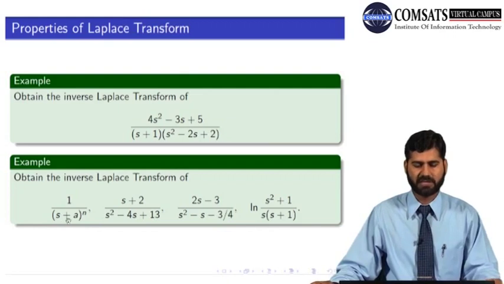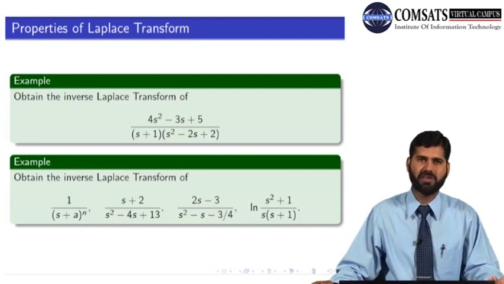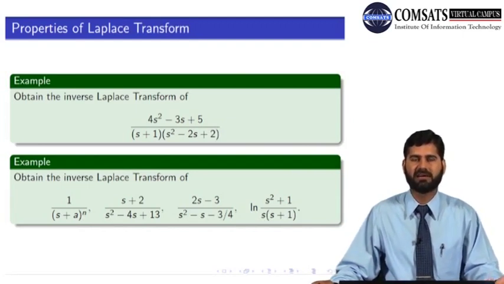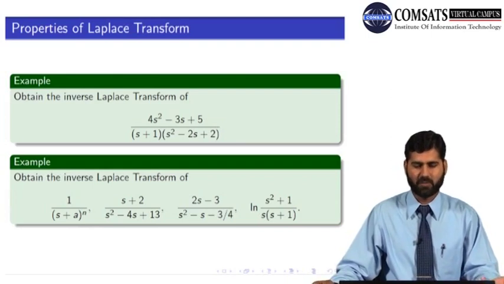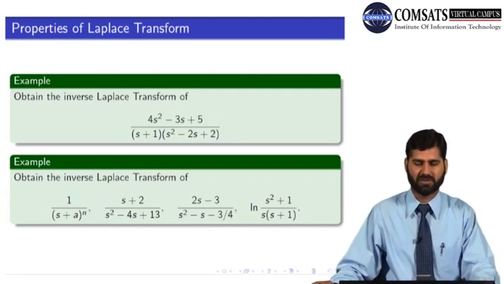Here, because it's 1 over (s plus a) to the power n, derivatives will be used because we know the Laplace transform of 1 over s plus a. So what we can do is either use the shifting property with t to the n, because t to the n has Laplace transform n factorial over s to the n plus 1. So t to the n minus 1 will have this s to the n, and then shift the origin. Or you can take 1 over s plus a, which is the transform of e to the minus at, and then differentiate it n times. Again, t to the n will come on your original function.